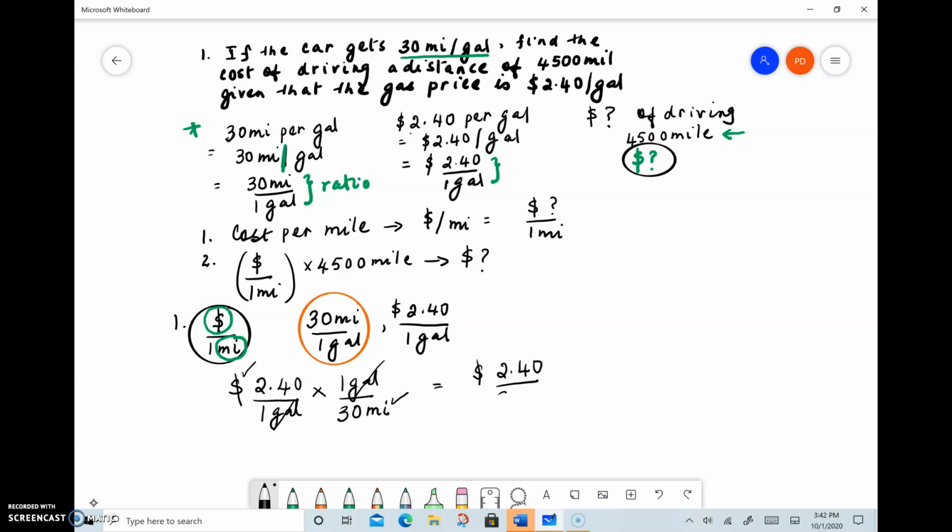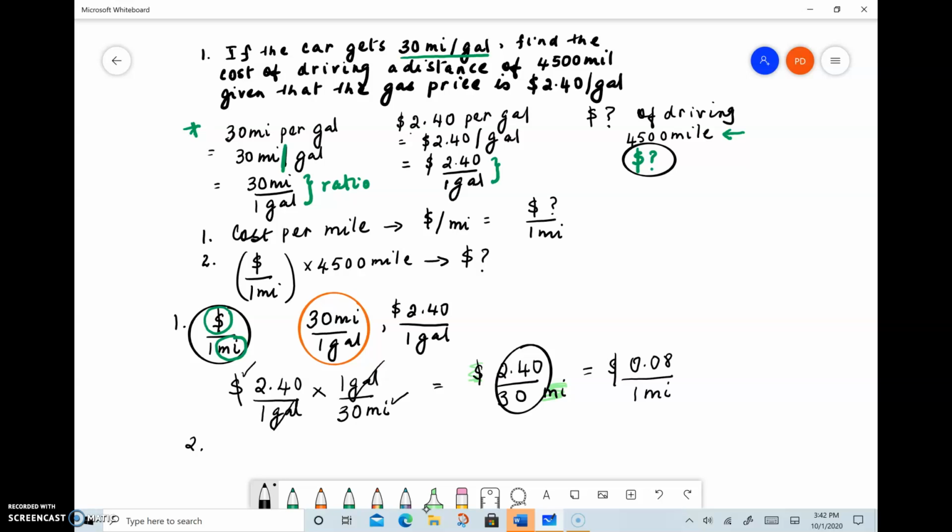$2.40 per 30 miles. So the units are good. So we have dollars in the numerator and miles in the denominator. We just need to combine these 2 numbers, and we'll use our calculators, and this would be $0.08 per 1 mile. Okay, so now we've got our cost per mile.